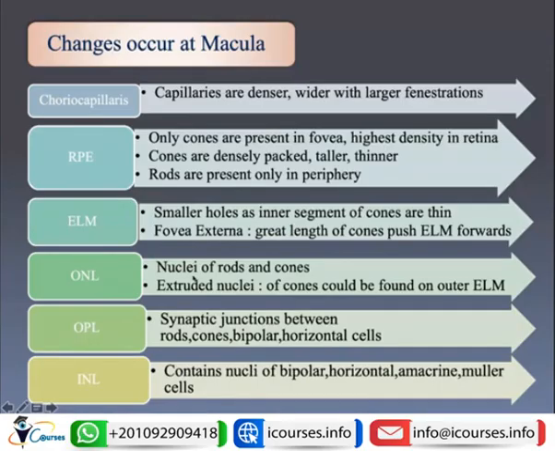Outer nuclear layer, it is formed by the nuclei of rods and cones, as we know, and sometimes you may be able to find some extruded nuclei, which are aberrant nuclei, so they are not present in the outer nuclear layer, but just at the outer part of the external limiting membrane.